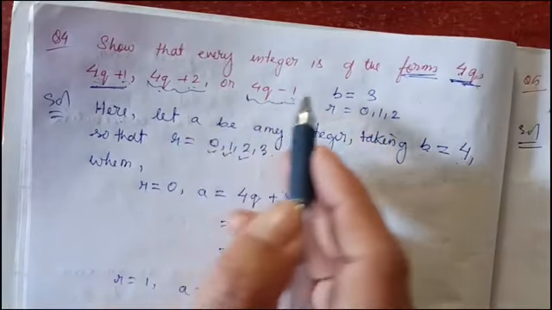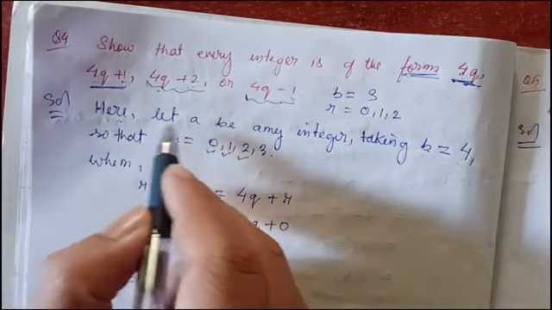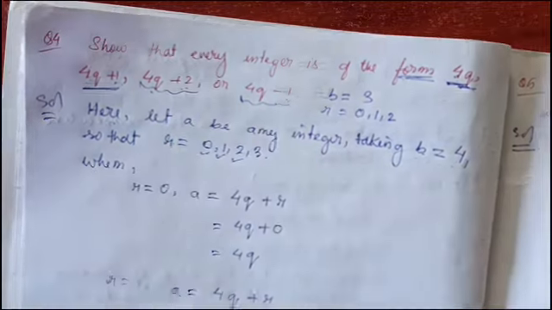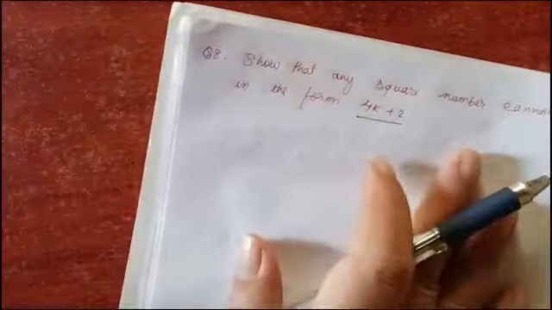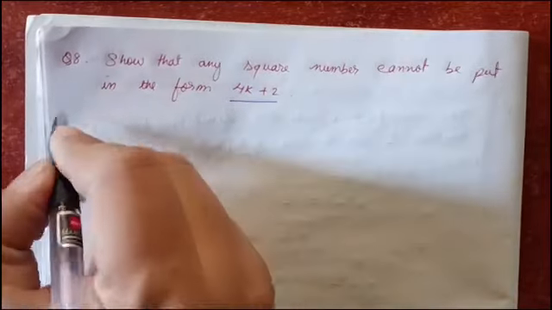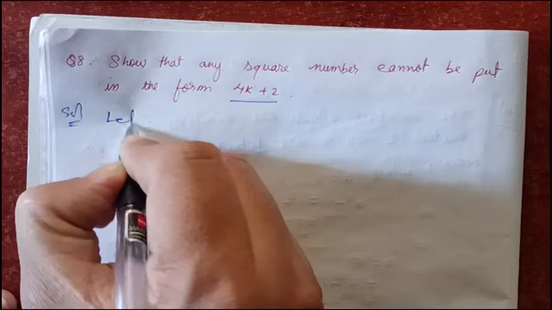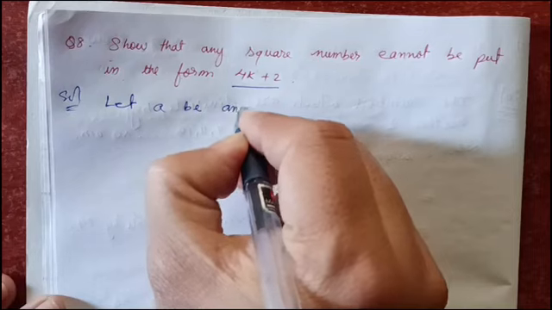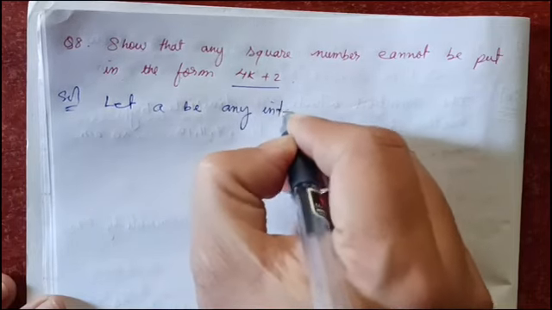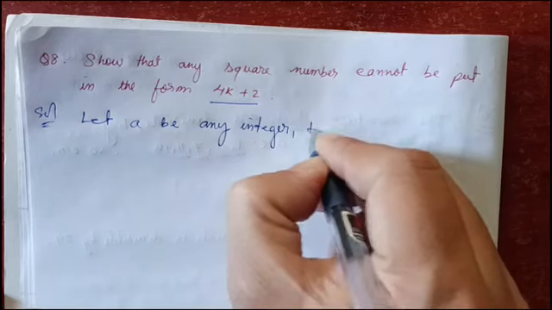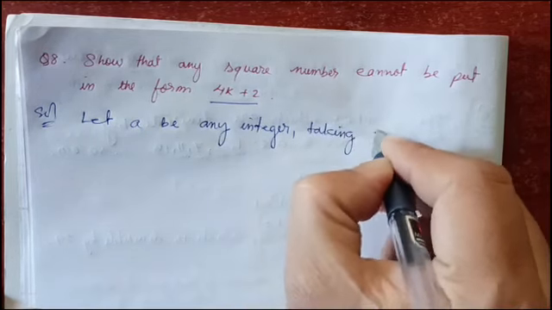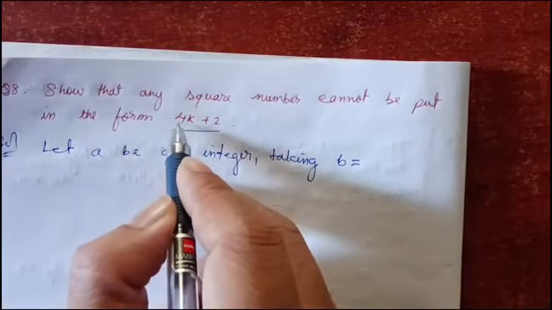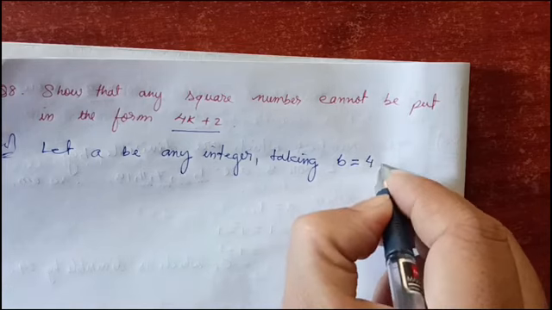Okay, so I told you when form is given, do you still remember? When form is given, you start in this way. Here let a be any integer, taking b equal to 4. Why? Because all the numbers are 4, right? So in this question also, let a be any integer, taking b equal to, here in our question, the first number is 4. That is why we should take it as 4.